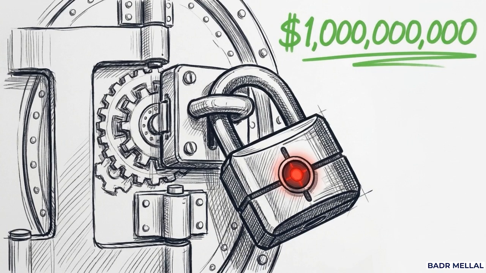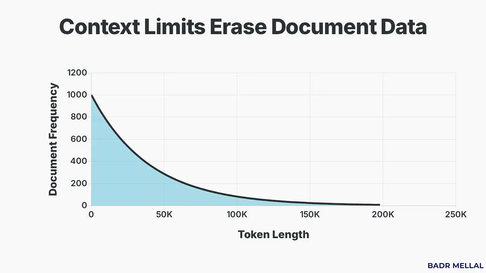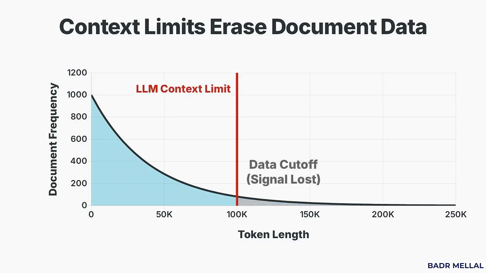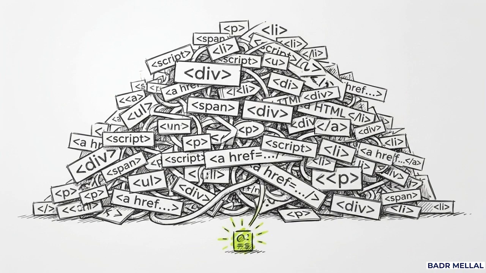This graph shows a long-tail token length distribution for HTML documents across the web. You can see the red context limit line cutting off the vast majority of a complex web page's data. Massive models lose critical extraction signals precisely because they drown in the noise of raw, unparsed HTML.